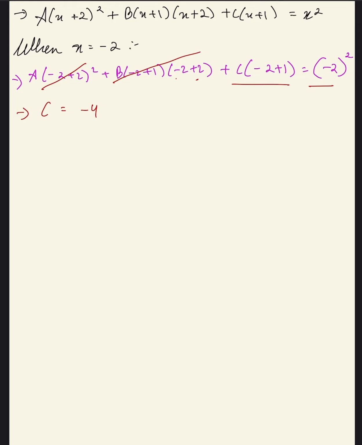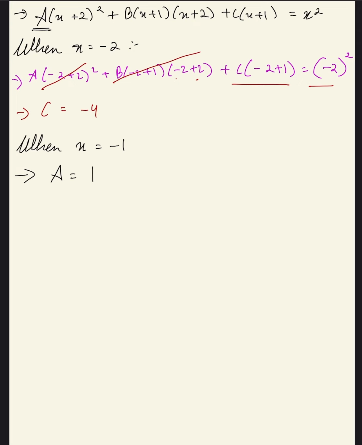Now let's find the A value, because A is the second easiest term to find. When x is -1, we can find the A value. I'll just find the A value. So A will be 1.